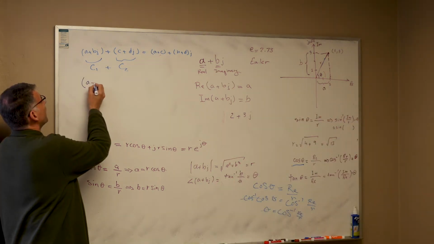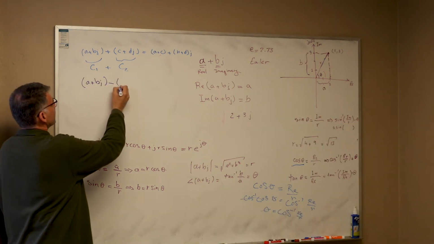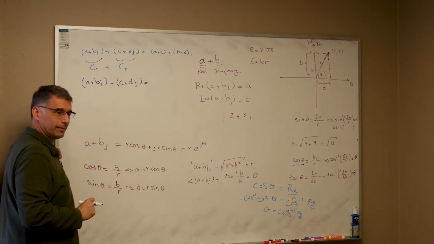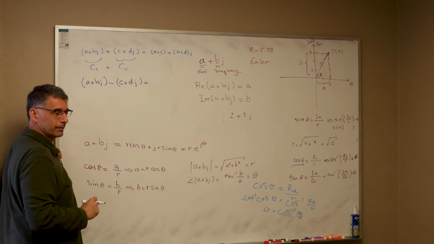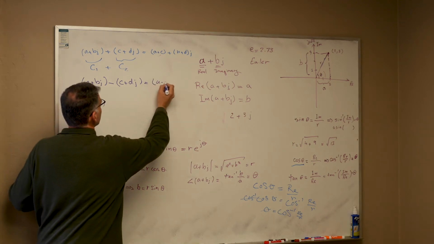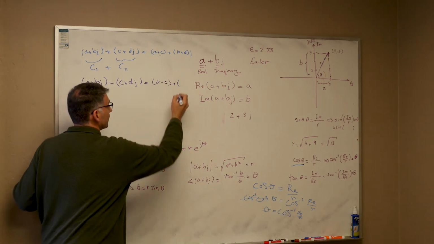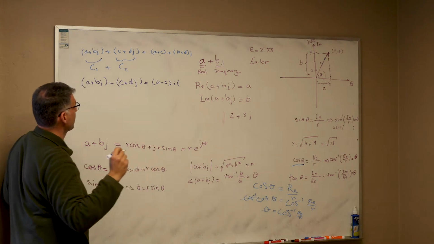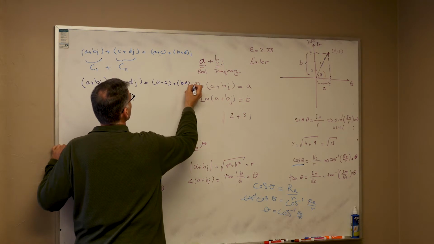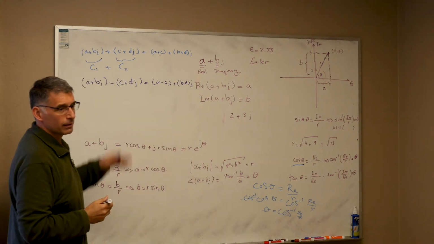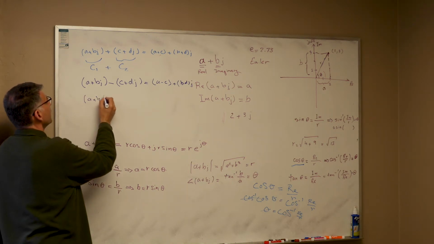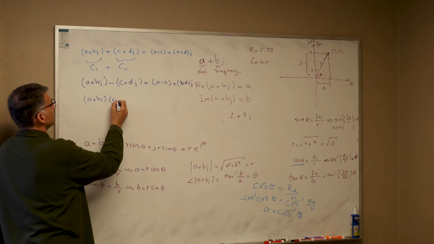All right, guys, so A plus BJ minus C plus DJ. How would I write that? Shiva, give me the real part. That'd be A minus C, and then plus B minus D, J. Easy, right?